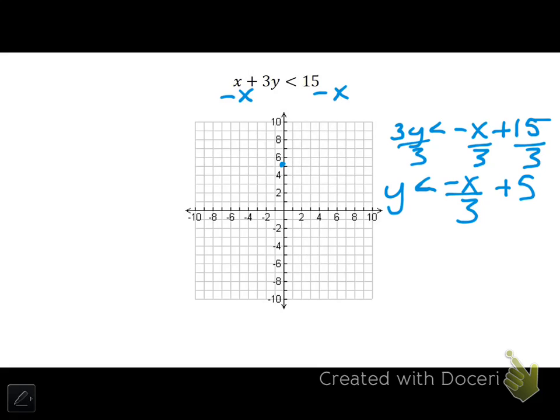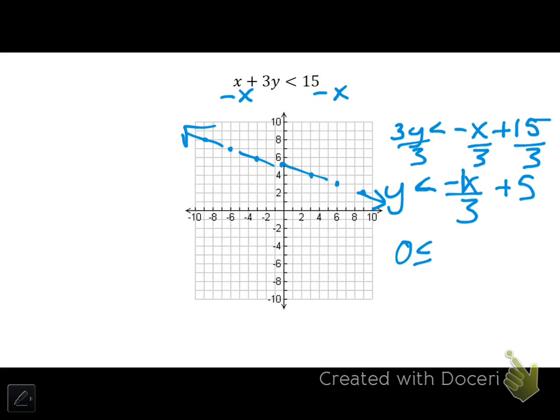Now I'm going to go down 1 to the right 3. Down 1 to the right 3. Down 1 to the right 3. Up 1 to the left 3, and keep going. Okay, it's a dashed line because there's no line underneath the inequality. Okay, the reason it's down 1 is because there's a 1 in front of this x.